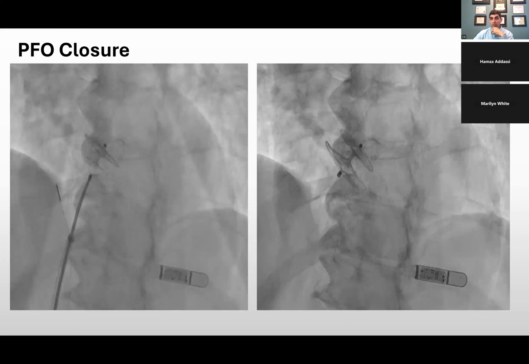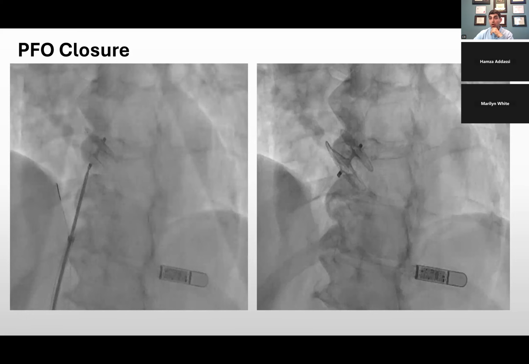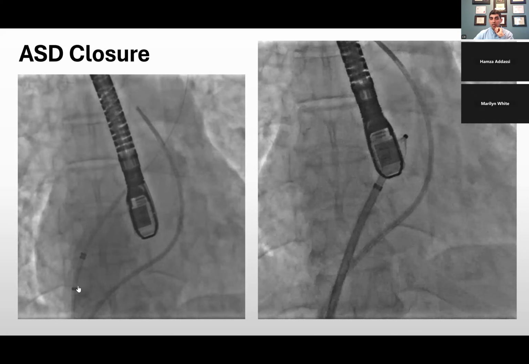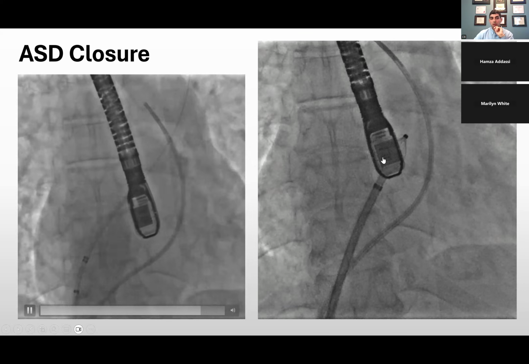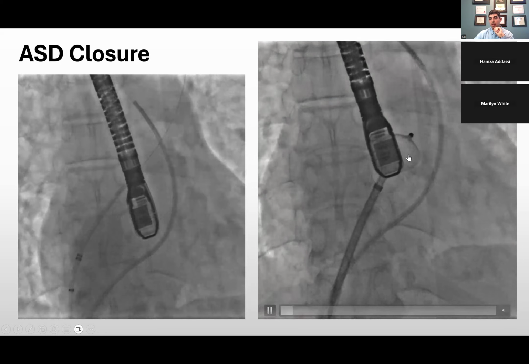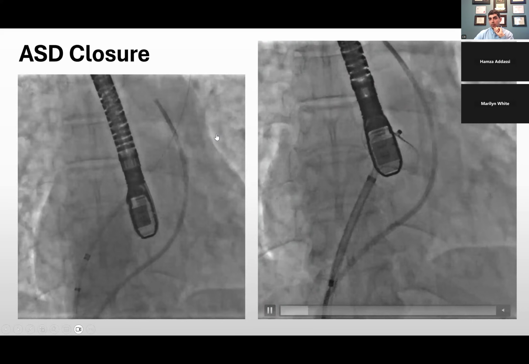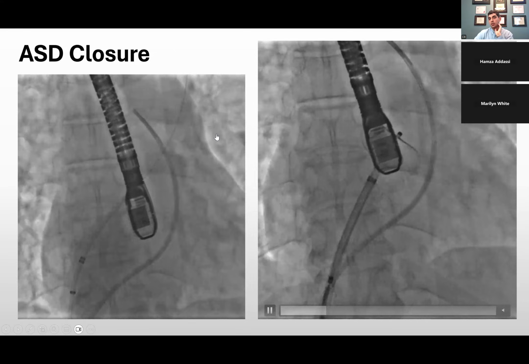Here's an example of a PFO closure. 20% of the population has PFOs. There's certain indications where they need to be closed, and it can be done from the leg in about 7 to 8 minutes. Here's an ASD closure, which is different from a PFO. You use a balloon to size the hole, and then over here you can see it's a bigger device, and then ultimately this is an ASD closure.